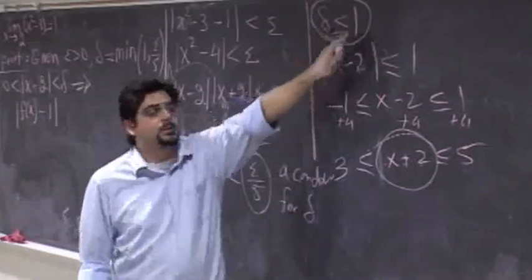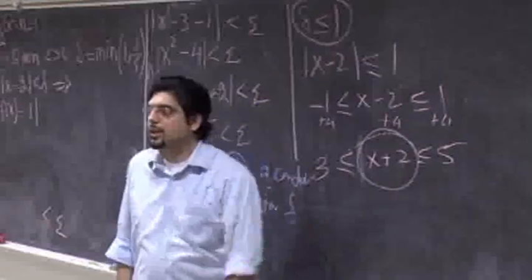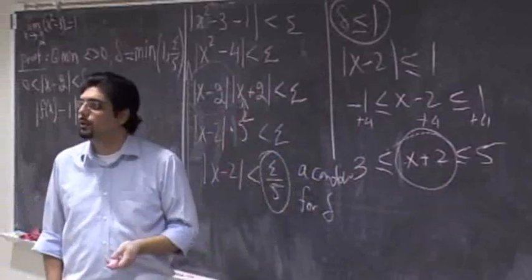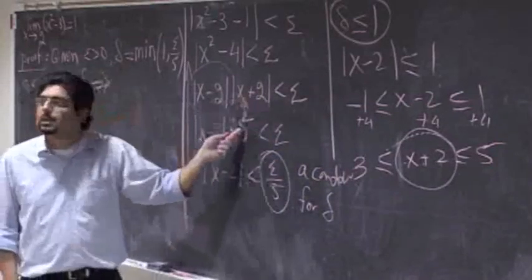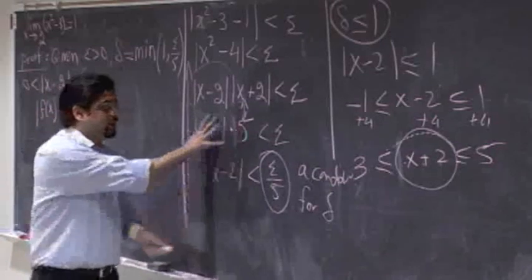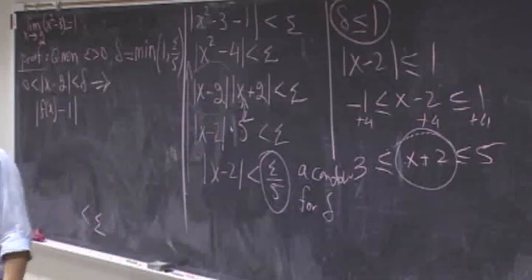So we have to start making an assumption about delta. You could say delta less than or equal to 2, delta less than or equal to 3. But you have to say something in order to get some control over x plus 2, so that you can replace it with a worst case scenario that is a number, and you can isolate this.